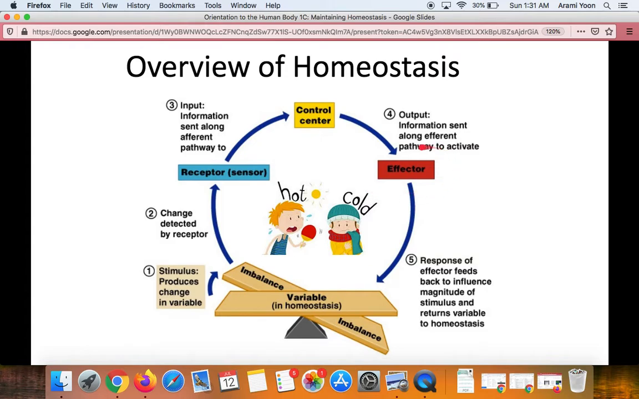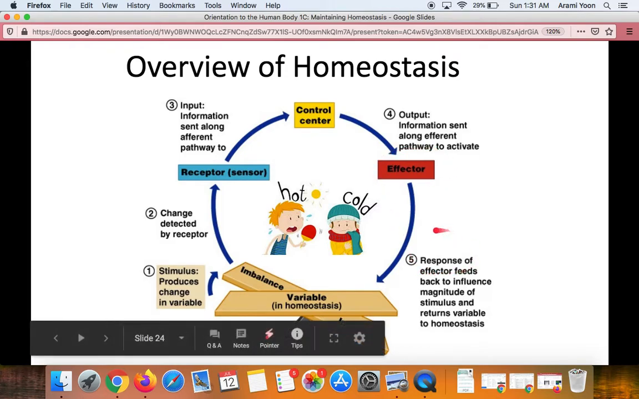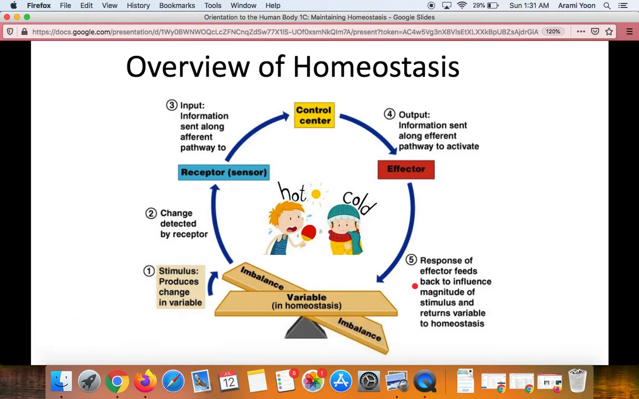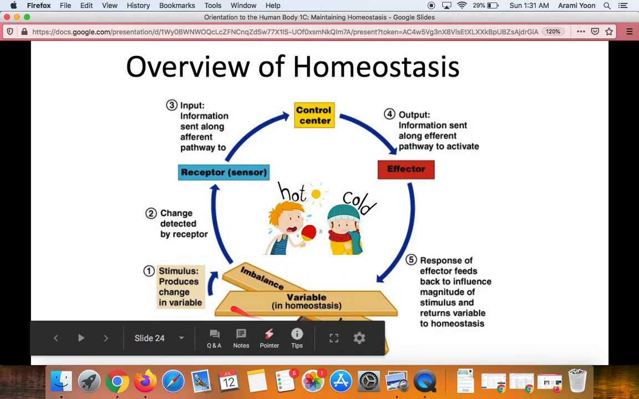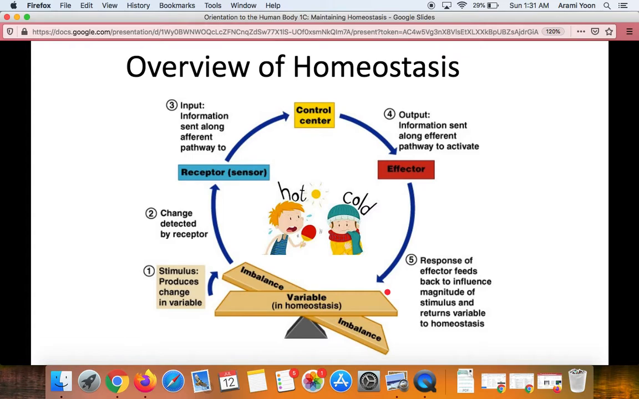And your sweat glands would be the effectors. So those commands from the hypothalamus would go down the efferent pathways to your sweat glands in your skin, which then triggers them to produce sweat. So then when you sweat, the water is going to come onto the surface of your skin and it will evaporate, and as it evaporates, it removes heat from your body, which then returns your body back to around 97 to 99 degrees Fahrenheit.